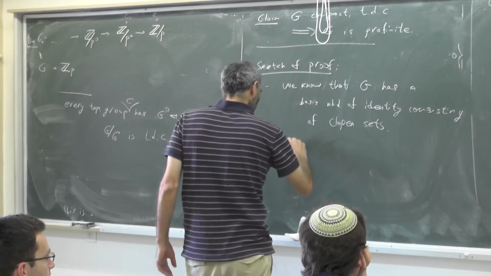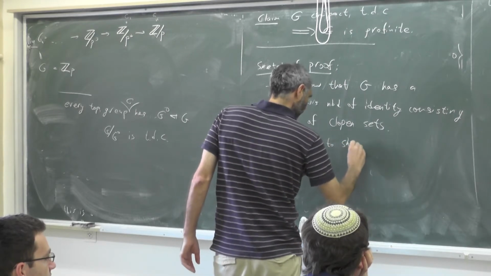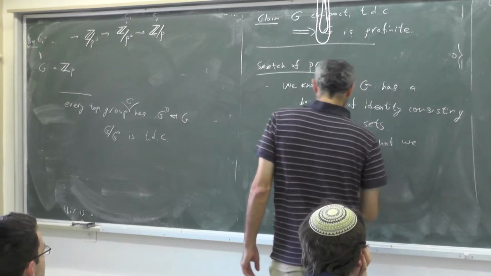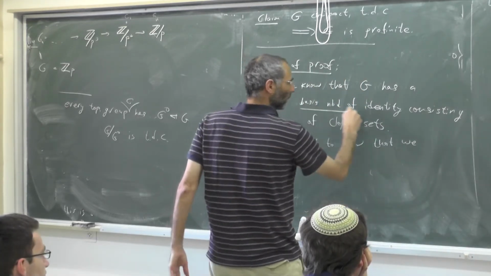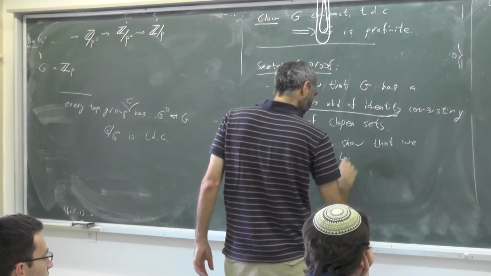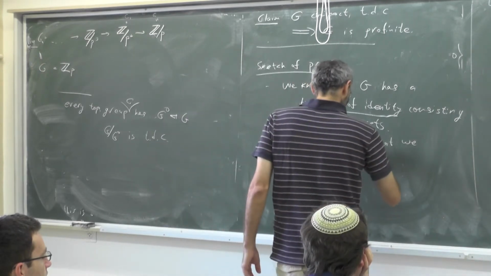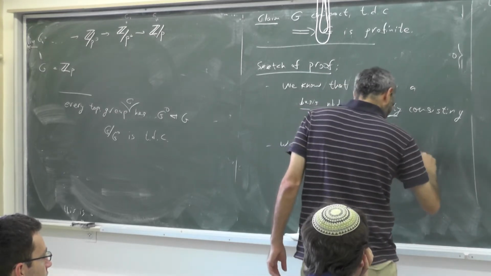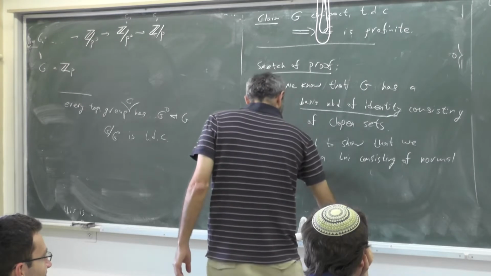We need to show that we have a basis of neighborhoods of identity consisting of normal clopen subgroups.